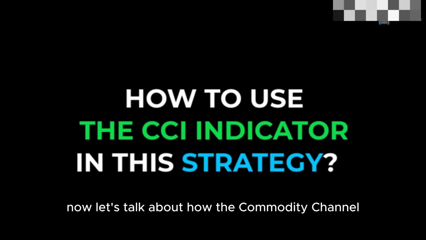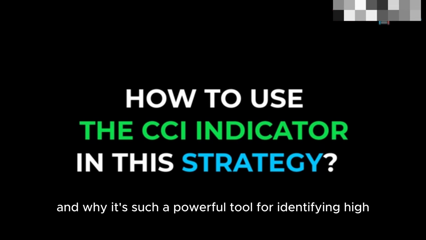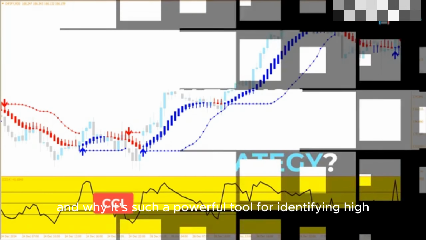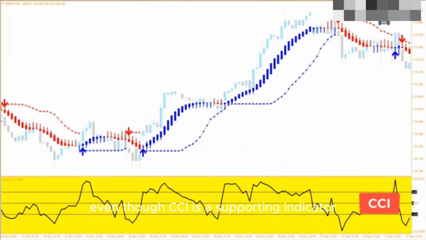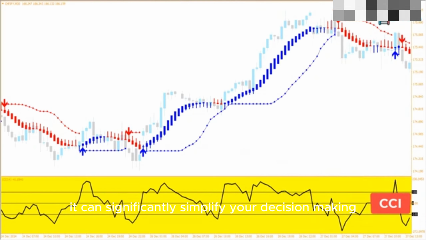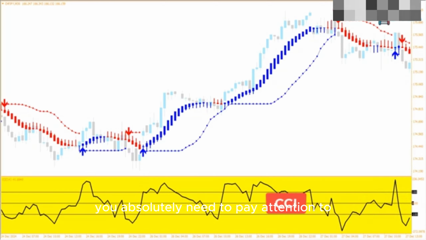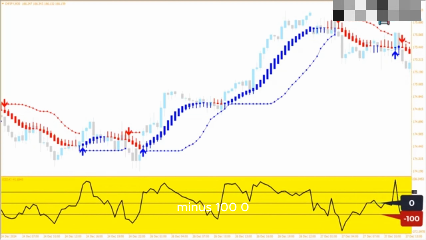How to use the CCI indicator in this strategy. Now, let's talk about how the commodity channel index works in this strategy and why it's such a powerful tool for identifying high probability entry signals. Even though CCI is a supporting indicator, it can significantly simplify your decision-making when it comes to finding the perfect entry. In this section, I'm going to show you exactly how to read and use it to maximize your trades. Take a look at this. The CCI indicator has 3 key levels you absolutely need to pay attention to: -100, 0, +100. These levels are critical when determining whether a trade setup has a probability of success.